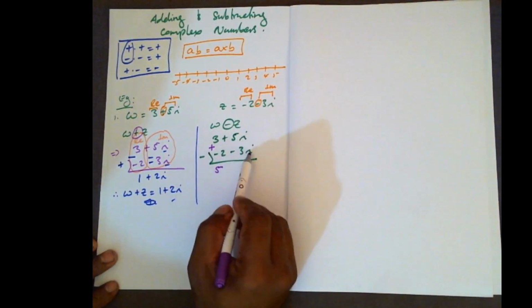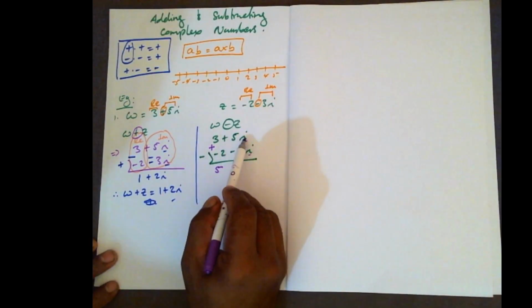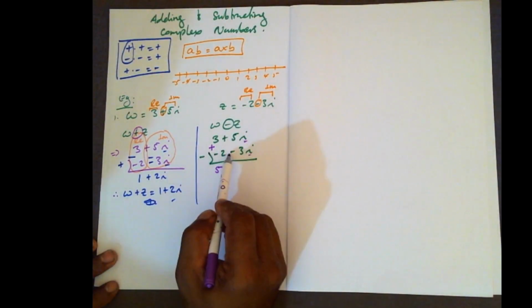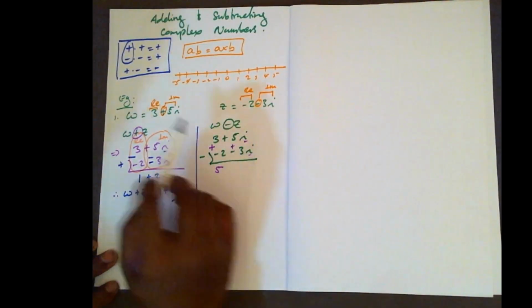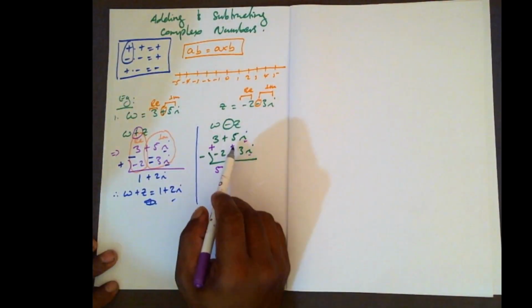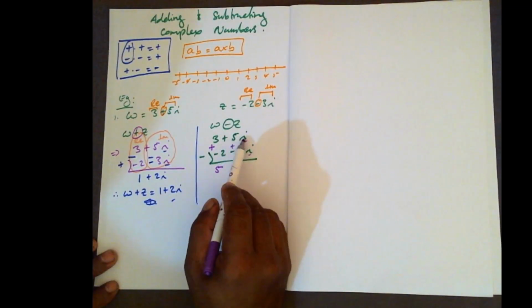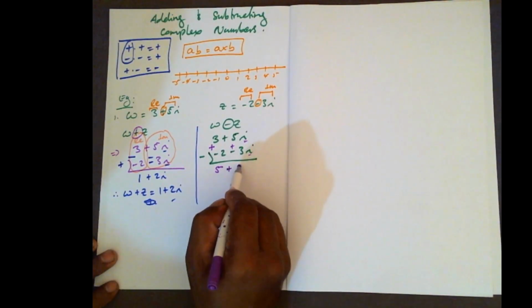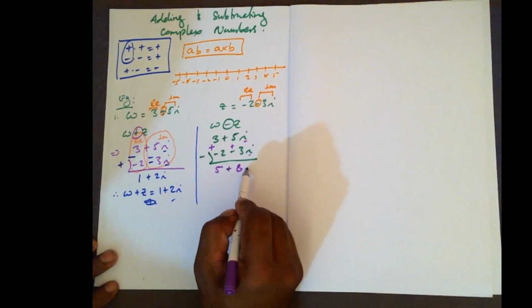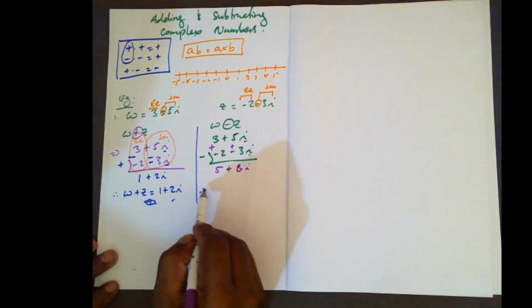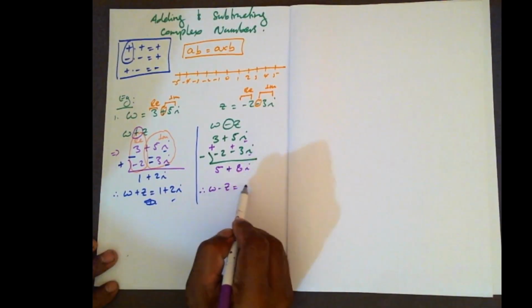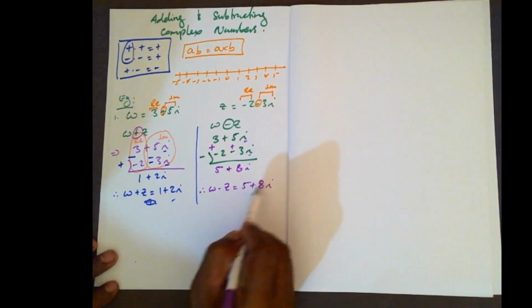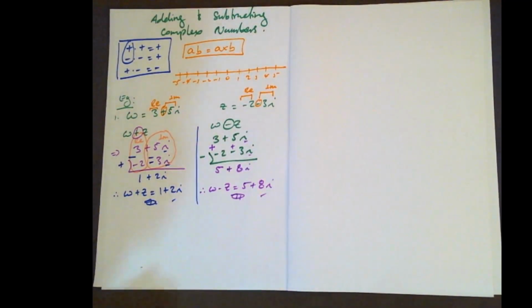5i, since they are both i, they are like terms. So 5 apple minus negative: a negative times a negative will give me a positive. So I can say that 5 apple plus 3 apple gives you positive 8 apple. An apple in our case is i. So I can say that omega minus z is equal to 5 plus 8i. That's how we calculate adding and subtracting complex numbers.